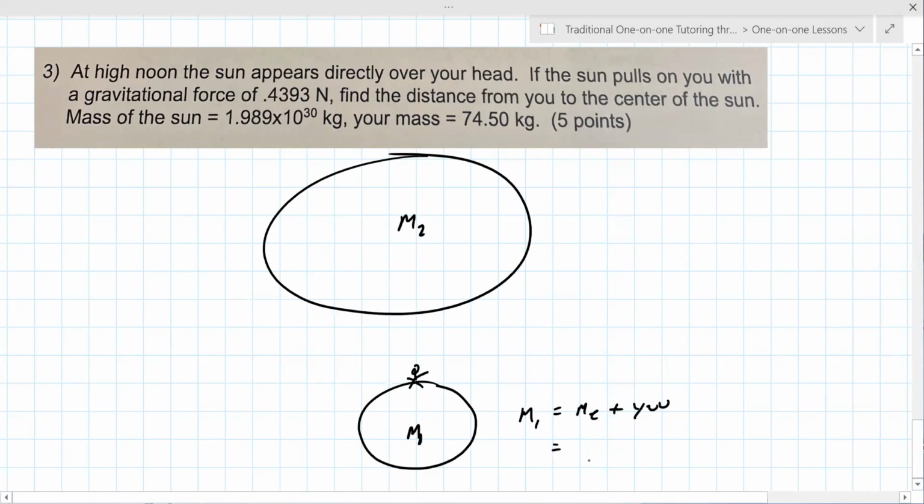And the mass of the earth is whatever it is. Let me go look here. These numbers don't mean anything. That's why they're hard to remember. So it's 5.